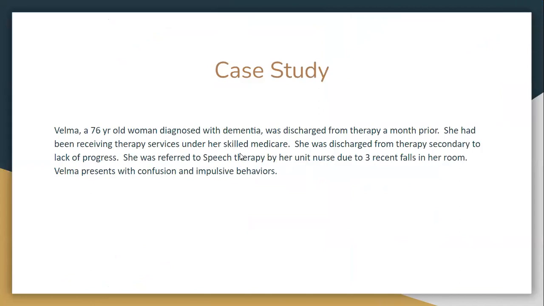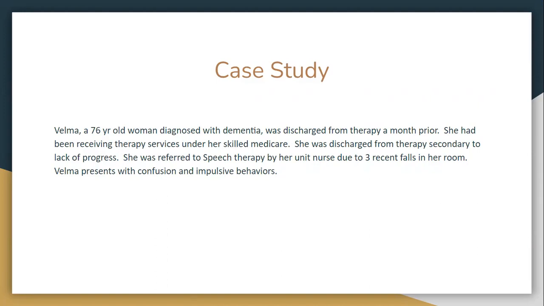Here, I have a case study of a patient that I recently was working with. Her name is Velma. She is a 76-year-old woman who was diagnosed with dementia. When Velma came to our building, she was receiving physical, occupational, and speech therapy under her skilled care. Once she was plateauing in therapy and no longer making progress, we discharged her from therapy services.